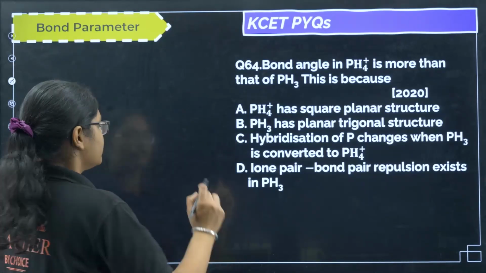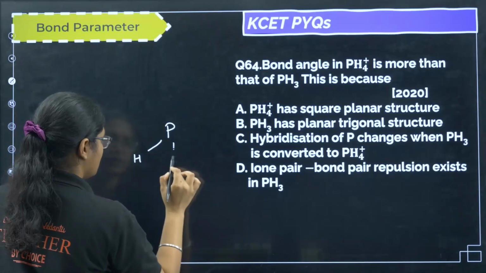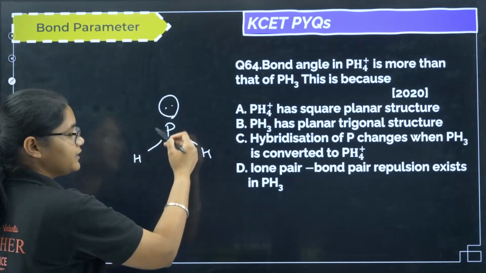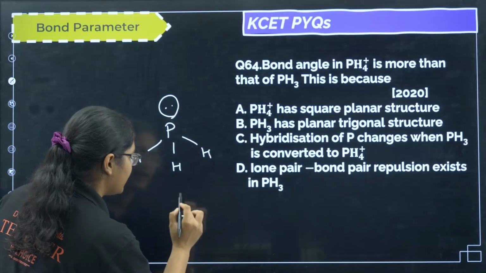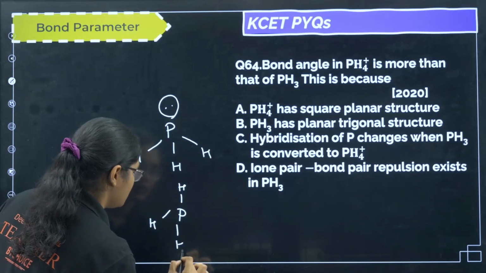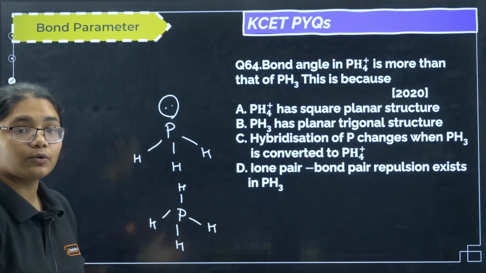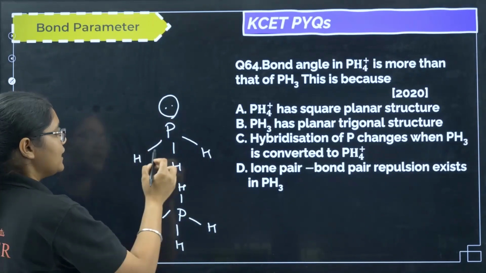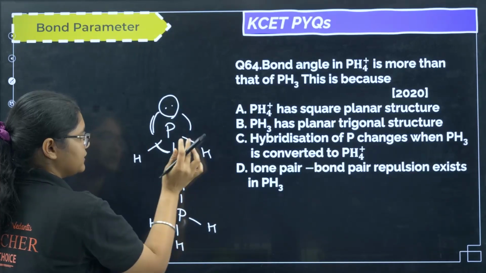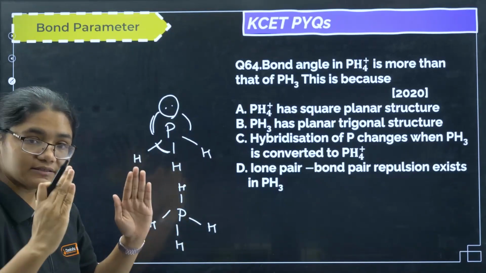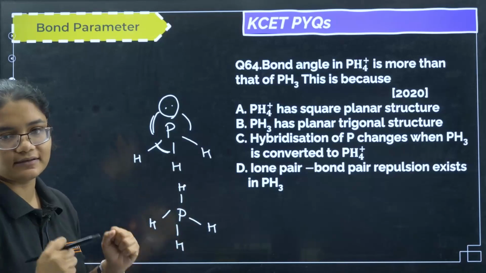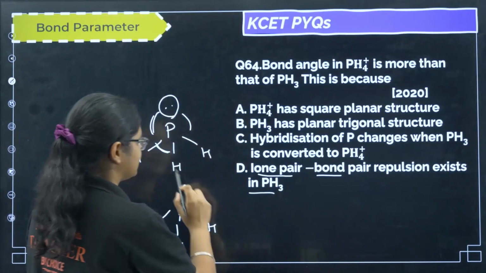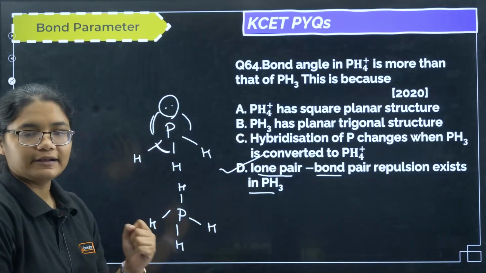Next, question number 64: bond angle in PH4 plus is more than that of PH3. This is because, if you see the structure of PH3, it has a structure like this, so there is a repulsion between lone pair and bond pair, whereas in PH4 plus the structure is like this. There is no repulsion between lone pair and bond pair, so this is a perfect tetrahedral. This is a distorted tetrahedral, where we get a smaller bond angle because of this repulsion. These bonds come closer to each other, and once they come closer the bond angle decreases. So lone pair bond pair repulsion exists in PH3, so option number D here.